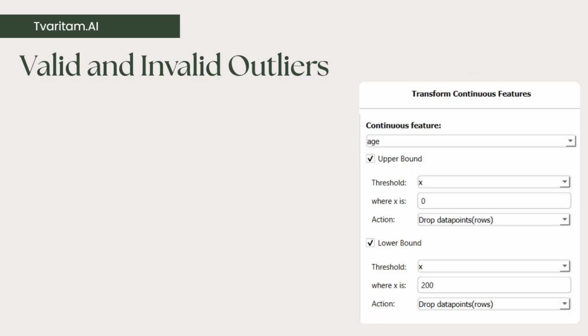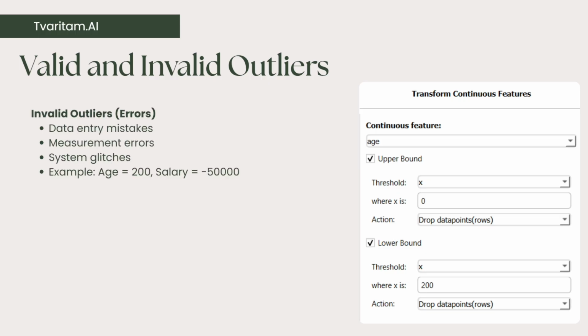When it comes to types of outliers, these are of two types. First, invalid outliers. Invalid outliers are error values that may appear due to data entry mistakes, system glitches, or faulty sensor readings. They should not exist in the data in the first place. For example, negative values for an age or salary column, or a temperature recorded as 50 degrees Celsius for a human body. These violate known physical or logical limits, making them clearly invalid.